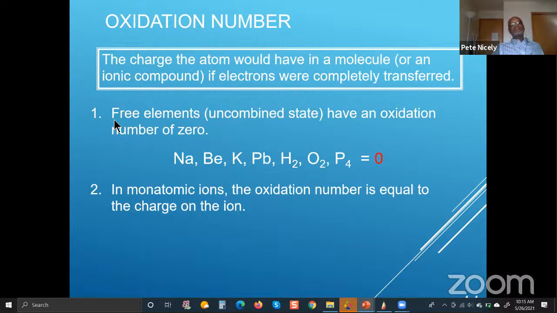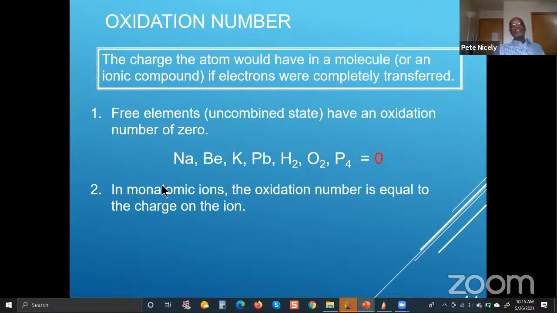The first is pretty simple. Free elements, in other words, elements that are not combined with anything else, will have an oxidation number of 0. So it doesn't matter what the element is. It could be sodium, beryllium, potassium, lead, hydrogen, oxygen, or phosphorus. If it's by itself, if it's not combined with anything else, then the oxidation number of that element is 0.